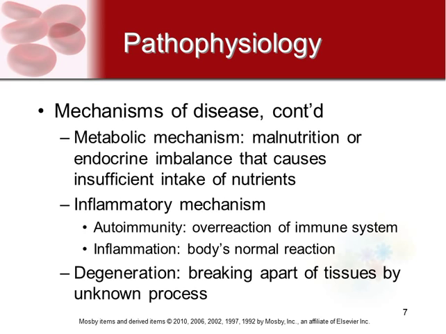And then you can have a metabolic mechanism. A metabolic mechanism is when there's some malnutrition or an endocrine imbalance that makes it so that you can't take in sufficient nutrients. Diabetes is an example of that. Diabetes is an endocrine disorder, and it makes it so that your body doesn't produce insulin, which is how you metabolize glucose. And if you can't metabolize glucose, which is your body's main source of food, then you're not taking in that nutrient. So it's a metabolic mechanism.